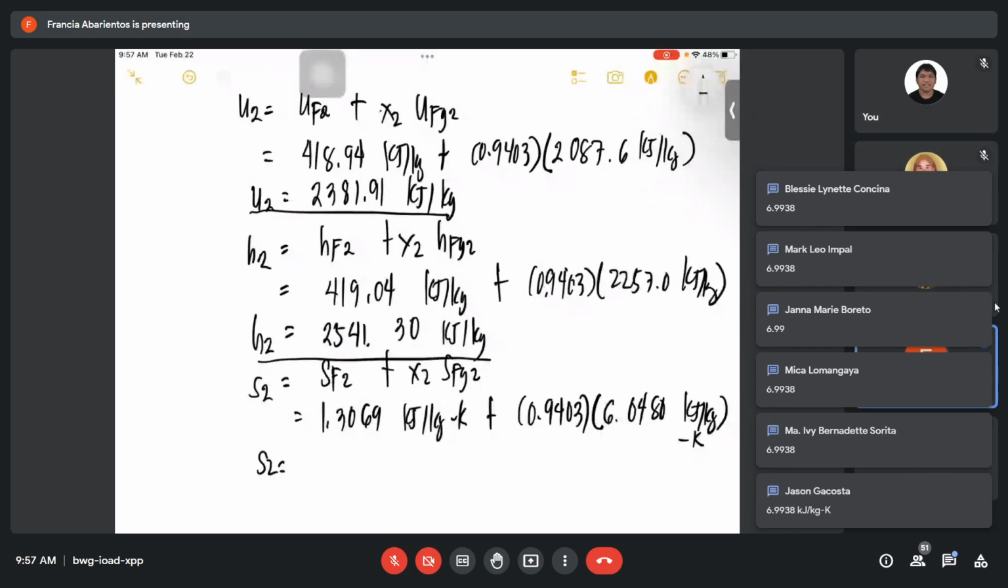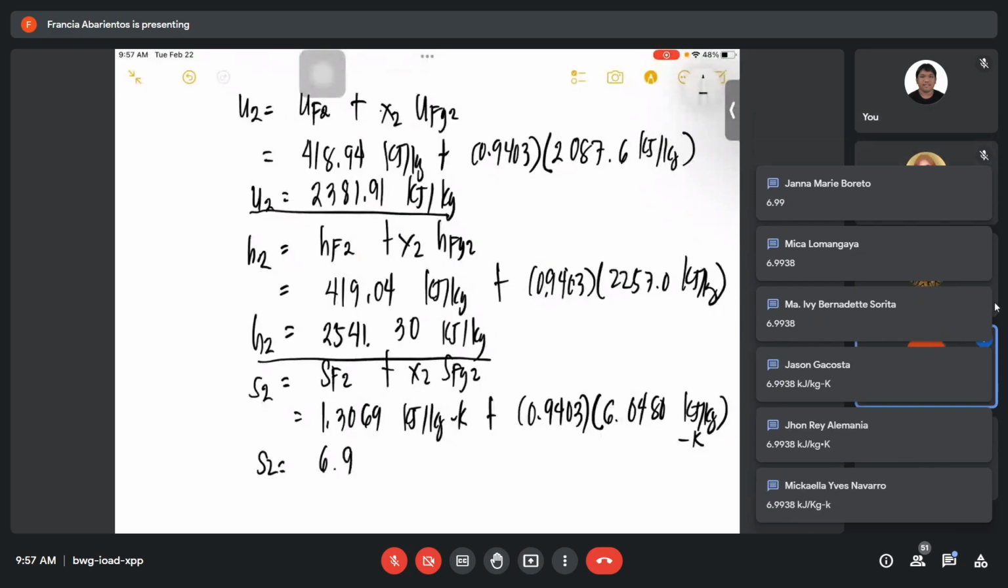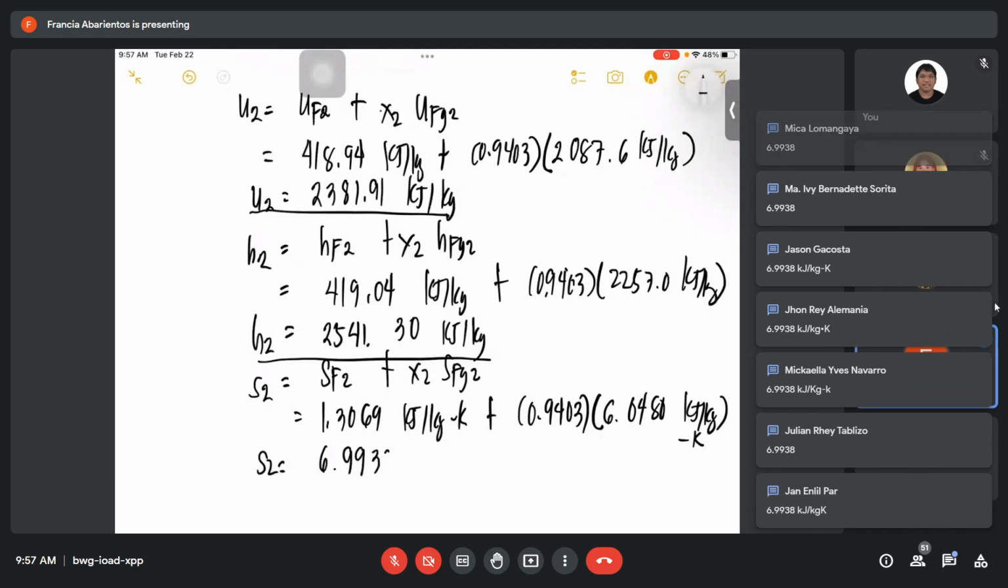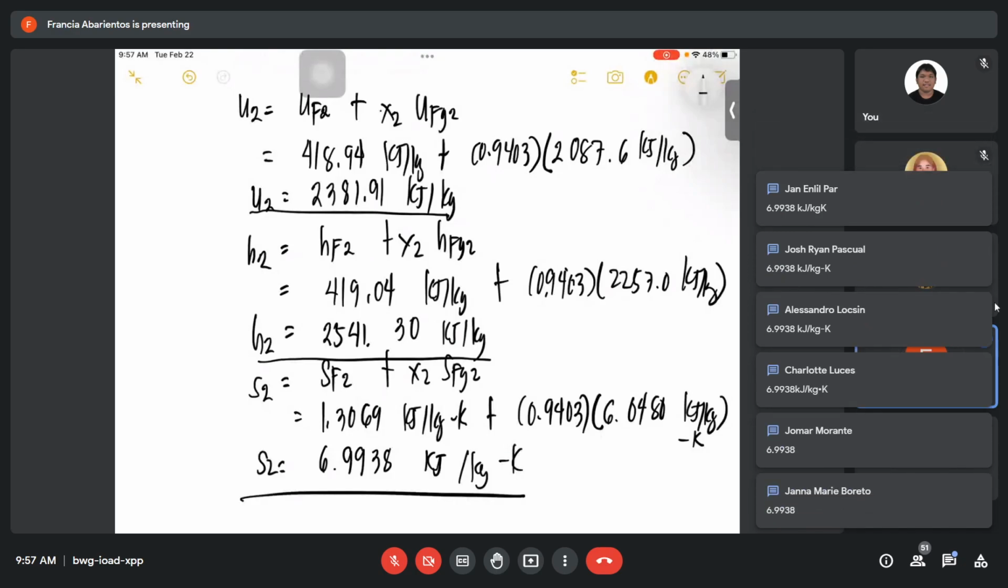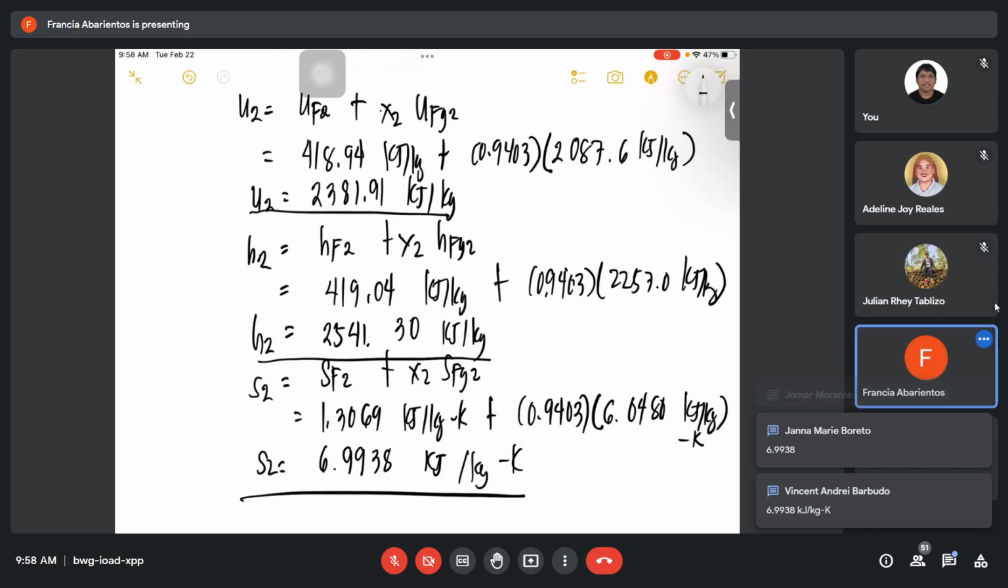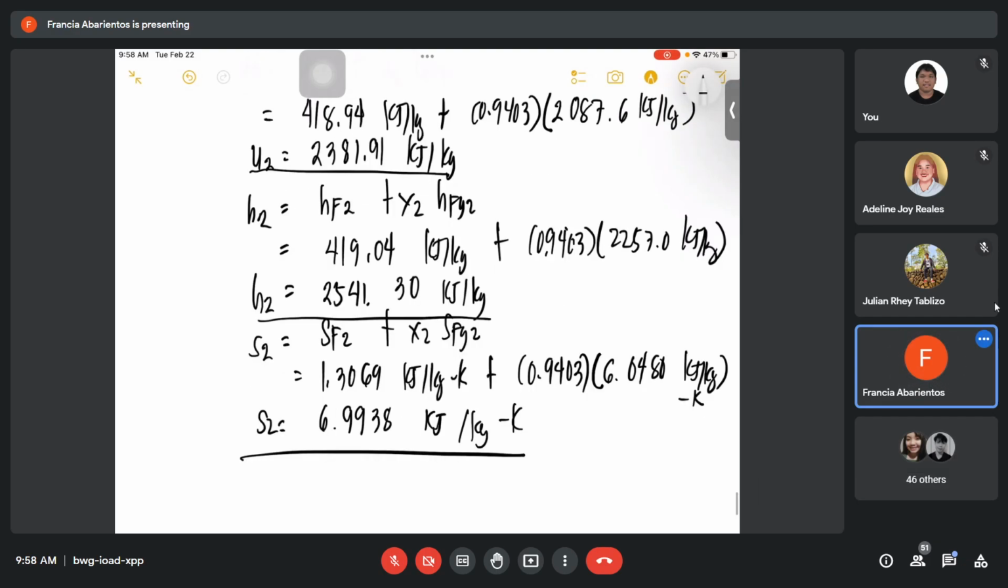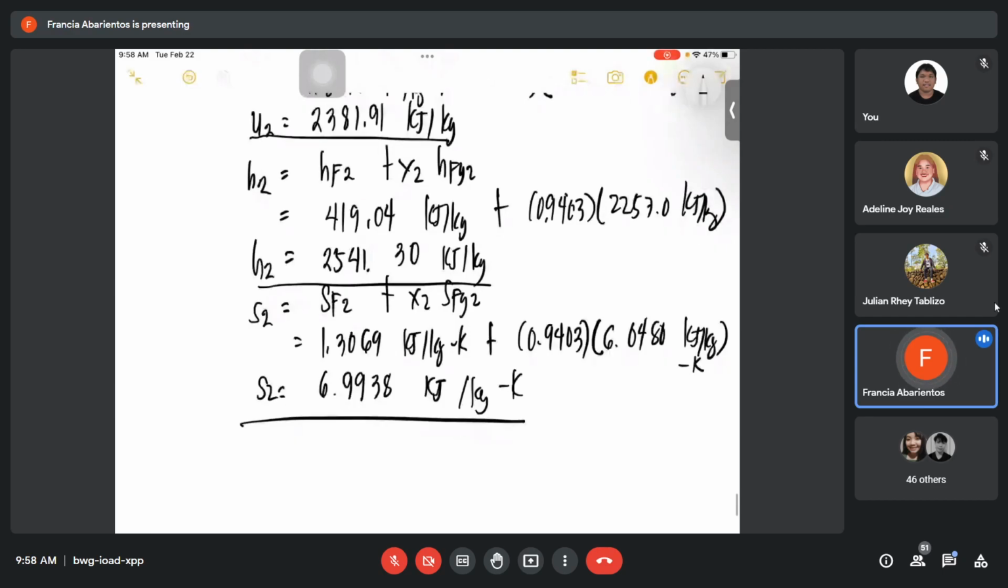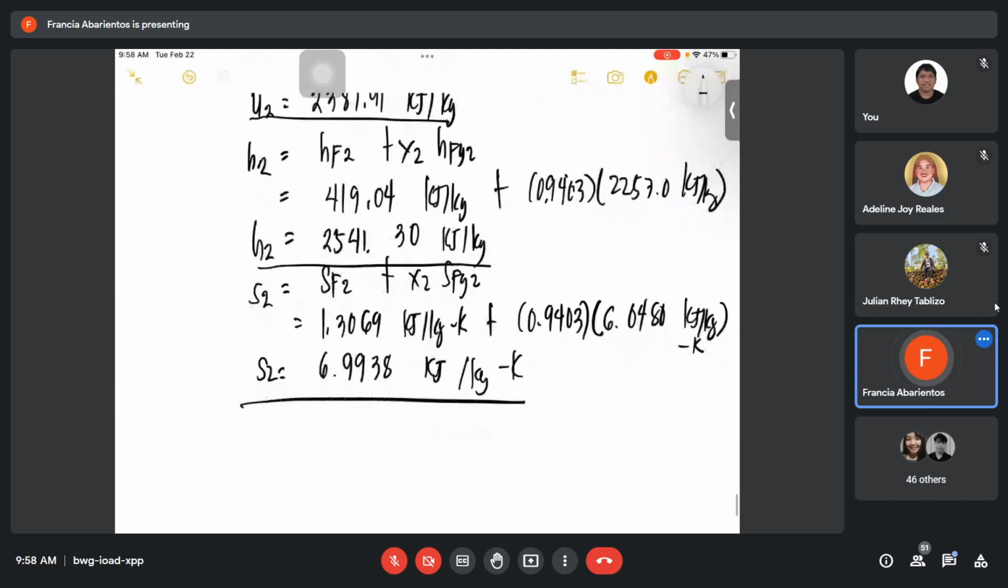Okay? So, we have 6.9938 kilojoule per kilogram Kelvin. Okay? So, we have now the state points from point 1 to point 2. So, what is now asked in the problem? Sabi dito, find the letter A, the percent moisture. So, the percent moisture class is your Y.